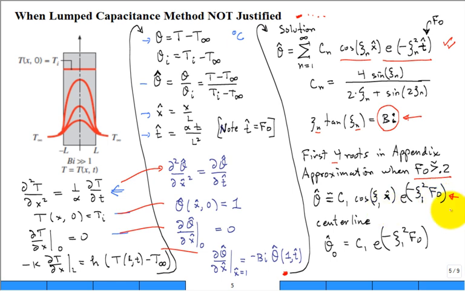Now, it's even simpler if you say, I'm just interested in the centerline temperature for a Fourier number greater than 0.2. Boom. You just get rid of the spatial component right there. It's just a constant, e to the minus zeta 1 squared times the Fourier number. How do you like that?